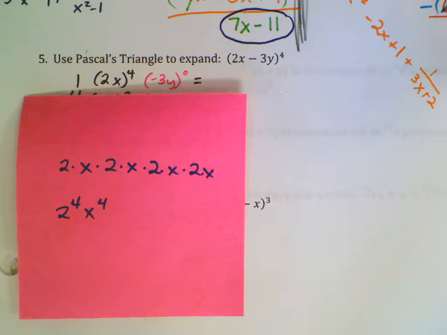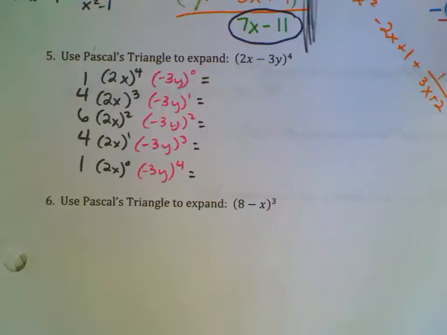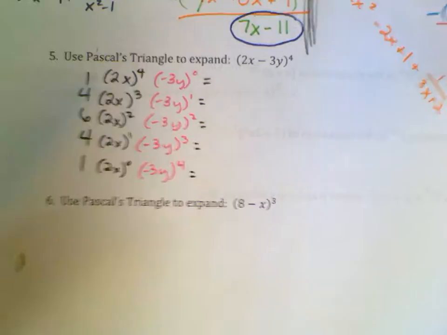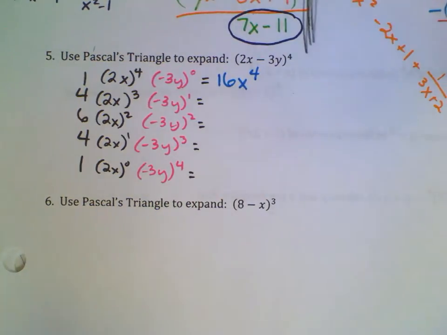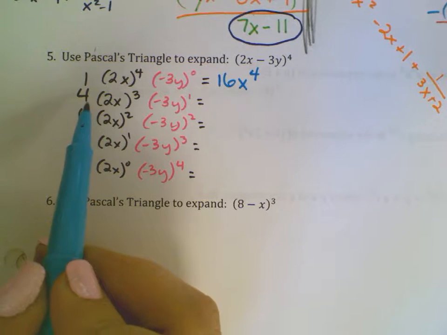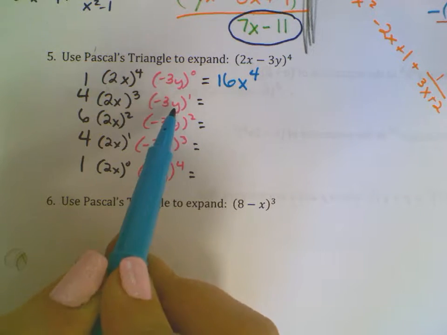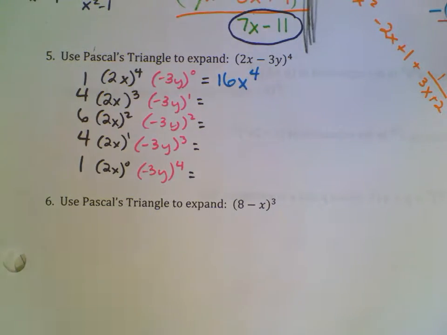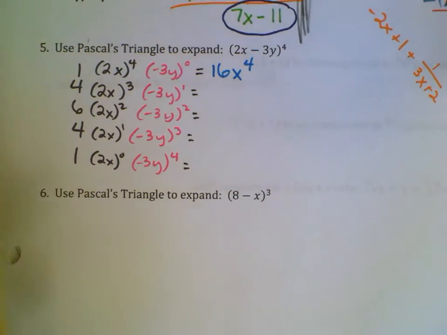Now I'll grab my calculator, and 2 to the fourth is 16. So I've got 16 times x to the fourth times 1 gives me 16x to the fourth. Then I have 4 times 2 to the third, x to the third, negative 3 to the first, y to the first. So I will start, oh no, okay, here we go. I'm going to back this up a little bit.